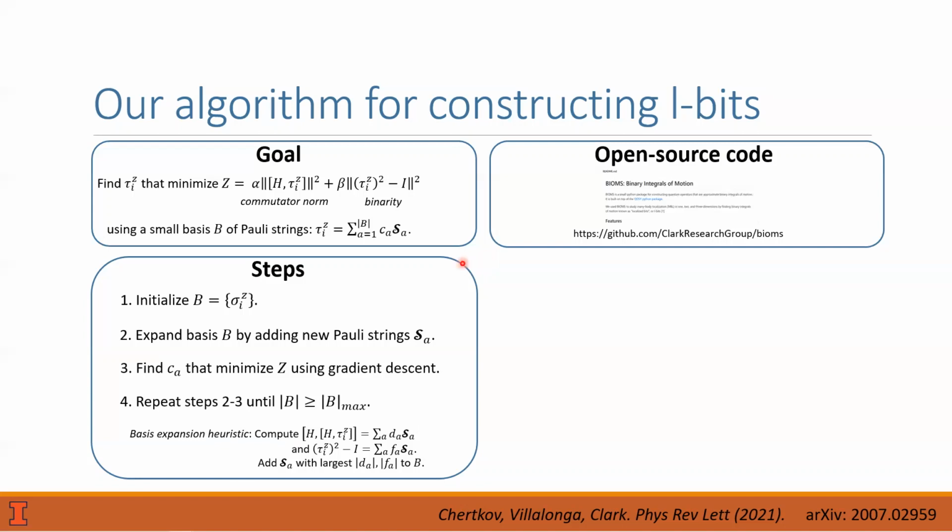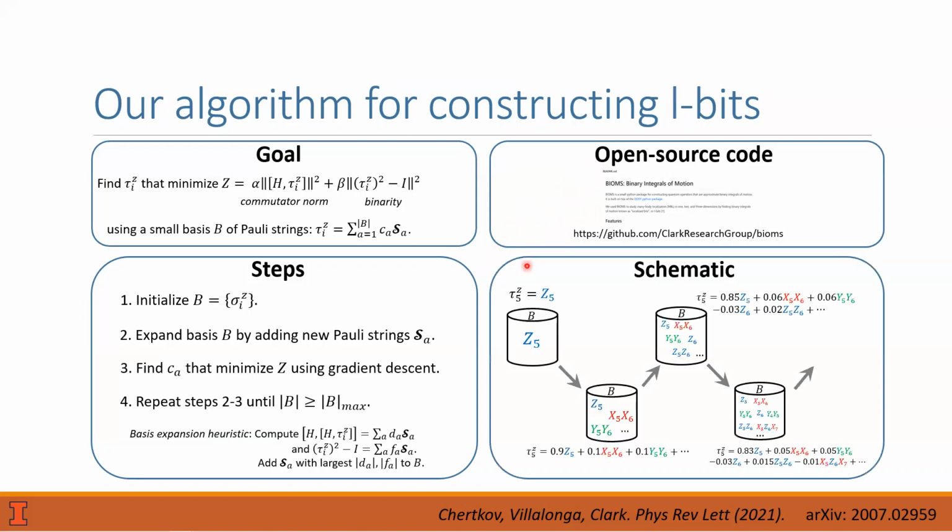Okay. Right. So I was just going to say that our algorithm for doing this is available here on GitHub, and here's a schematic of what's going on in the algorithm. Let's say we're trying to find an L-bit at site 5. Initially, our L-bit is just sigma z at site 5, and so our basis is this bucket with one Pauli string in it, sigma z at site 5.